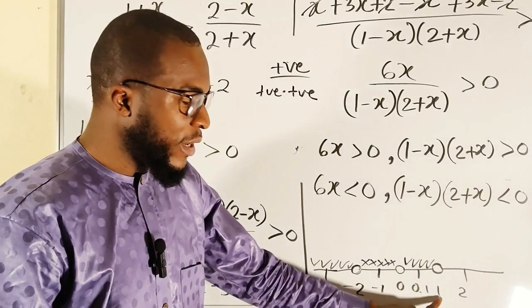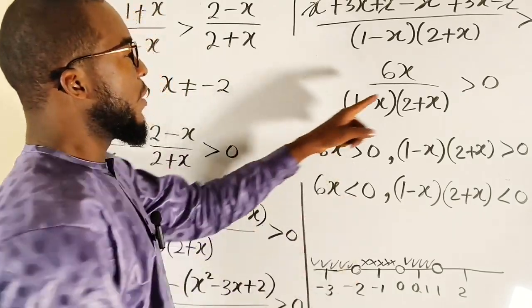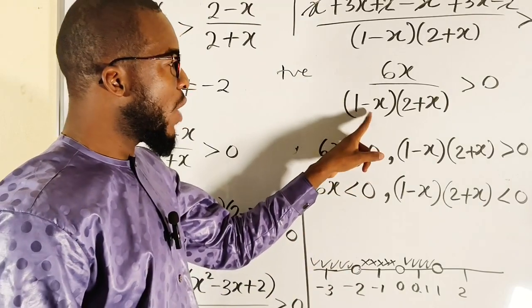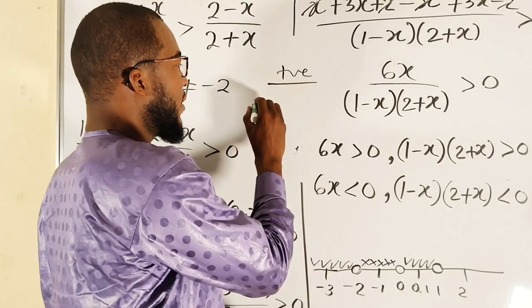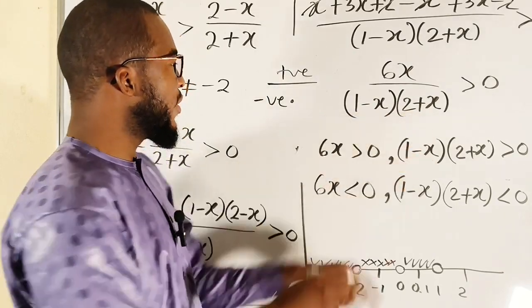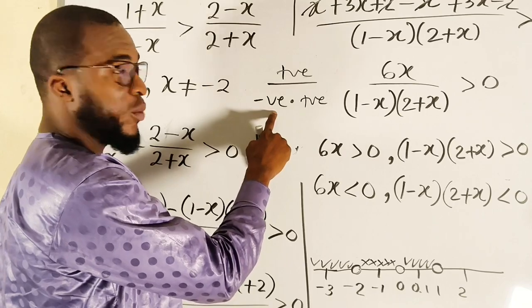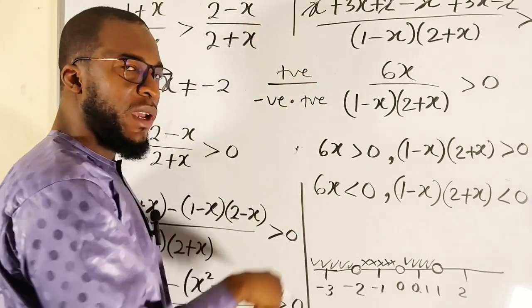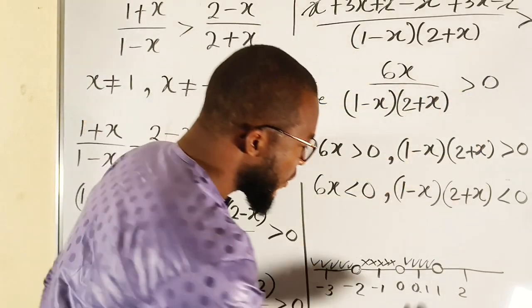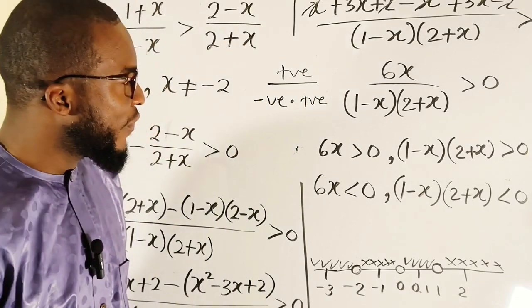What about to the right hand side of 1, which we have as 2? 6 times 2 is positive. 1 minus 2 is negative, times 2 plus 2 is 4, which is positive. This is negative to the bottom. To the top, we have positive divided by negative is negative, which is not greater than 0. So no value will satisfy this inequality here. So where can we find the solution?